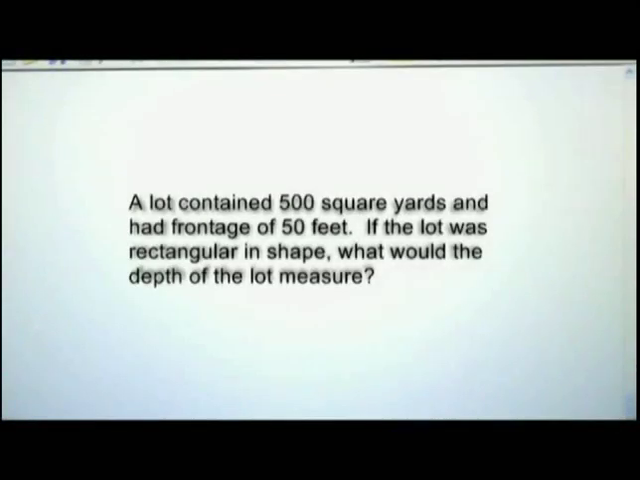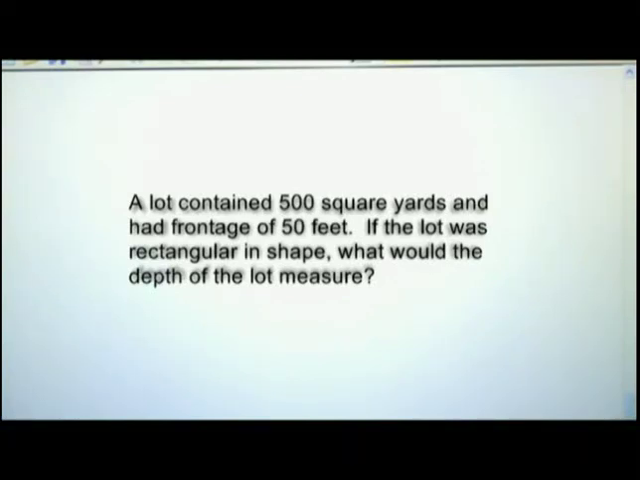In your listing chapter of a book, there's a question that says a lot contained 500 square yards and had a frontage of 50 feet. If the lot was rectangular in shape, what would be the depth of the lot? If I draw it out, my lot's going to look something like this. I've got a width of 50 feet, and I've got an area of 500 square yards.